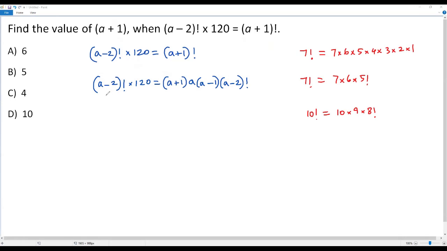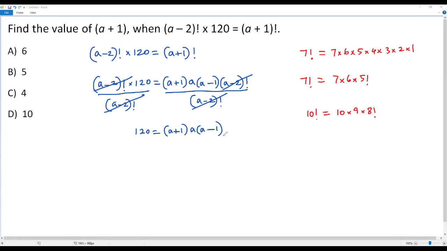So now what we can do is divide both sides of this equation by a negative 2 factorial. Okay, let me do it. Here, a negative 2 factorial here will cancel the same here. Then we get 120 equals a positive 1 times a negative 1.